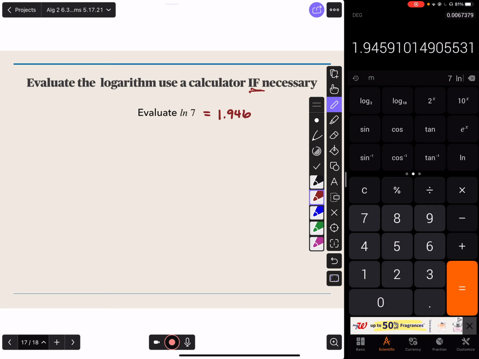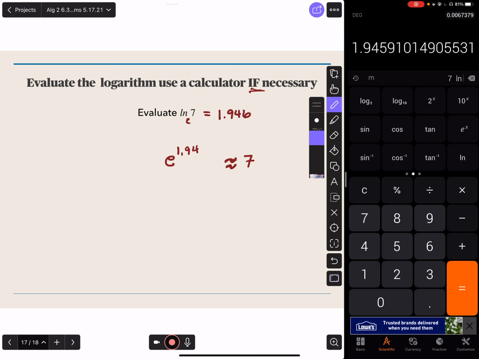Now you could check this. So e, the base, to the exponent 1.946 should be, and it's going to be approximate here because we rounded it, should be about 7. So let's try it on our calculator. Since I already have the answer there, 1.9459 and so on, I already have that exponent in there. I'm just going to hit my e to the x button. And it does tell me it's 7. It came out exact because I didn't round my answer yet.